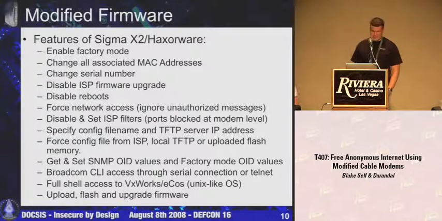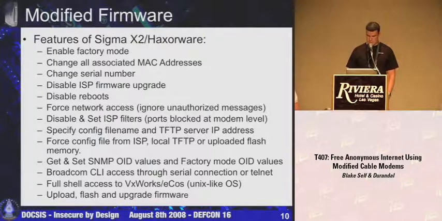Is this working? Forced network access just floods the DHCP server with packets repeatedly until you get an IP address, an HFC IP. That's all it does. So, disable and set ISP filters. Basically, in some cases you could have ports that are blocked at the modem level. A lot of times they're actually blocked at the cable modem termination system level, but let's say port 139 is blocked at the modem level.